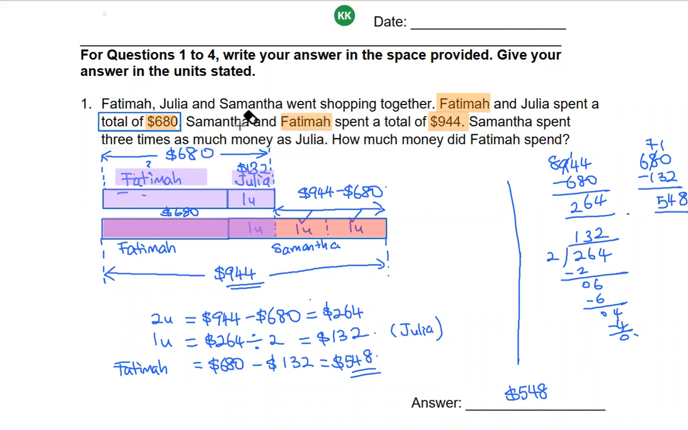It is not very easy. I think you should try a few times to internalize and try to draw the model. What is important to know is how to draw the model from the start: how to draw Fatima and Julia, and how you represent it in model form. Okay, let's go to question 2.